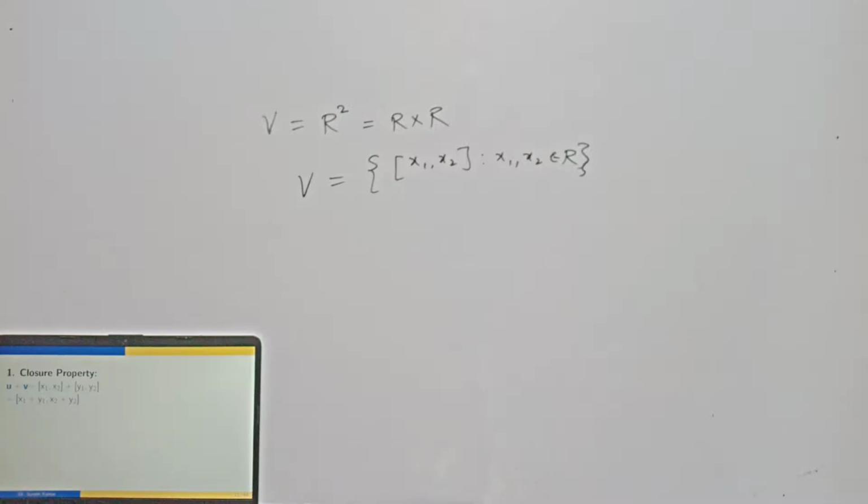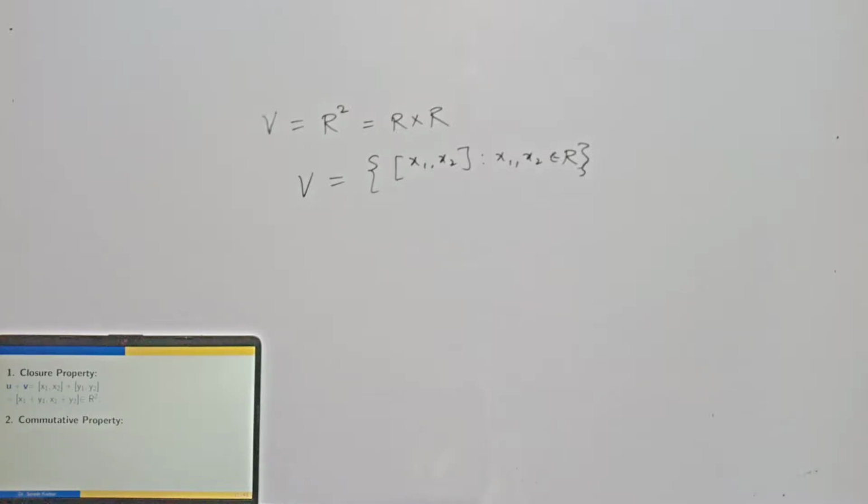Next, whether it belongs to R2, how to check it? Because closure property means the output goes to the given set V, in this case R2. x1, x2, y1, y2 are real numbers, their additions are again real numbers. So overall it is an ordered pair of real numbers, so it goes to R2. No doubt about it. So closure property is satisfied.